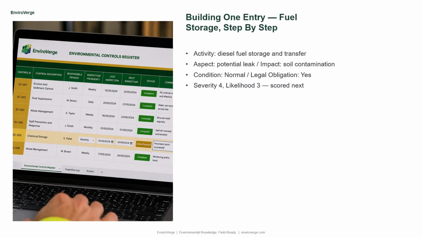Using the fuel storage example, activity, diesel fuel storage and transfer. Aspect, potential leak during transfer. Impact, soil and groundwater contamination. Condition, normal operation. Legal obligation? Yes. Severity is scored at 4, likelihood at 3. Next, we score it.